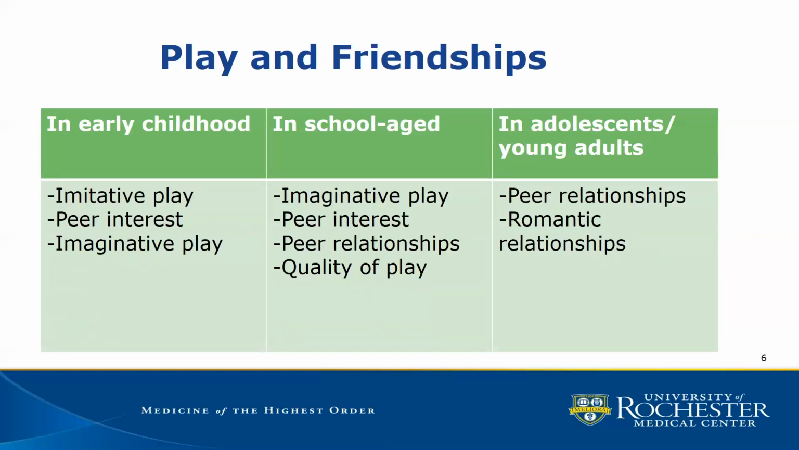Thanks. The last symptom area within reciprocity is play and friendships. And this is really just about relationships in general and how kids with autism and adolescents with autism may be relating to others. So in early childhood, you're not making a ton of friends when you're toddlers in the traditional sense, but you do start to show interest in other peers, and you might want to follow them around or do things with them or imitate them, especially.